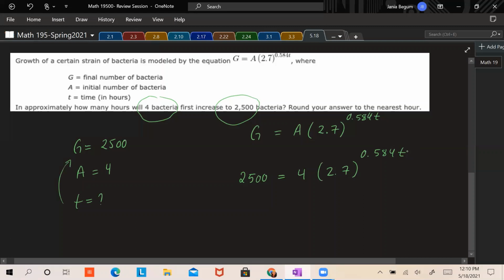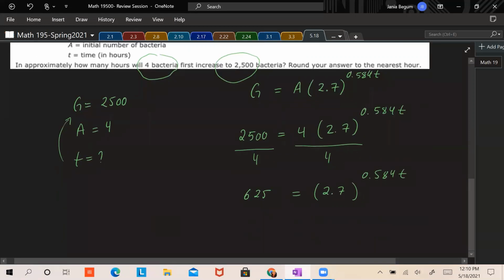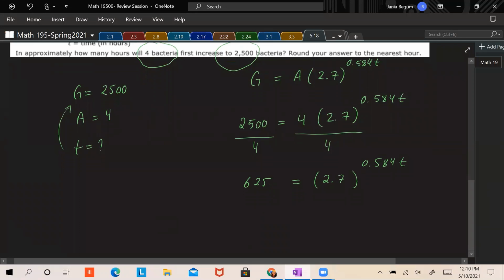So first thing you want to do is to isolate t. So t is an exponent, so let's get rid of the 4. So we divide both sides by 4. So if I do 2,500 divided by 4, that's about 625. And then we have 2.7 to the power 0.584 times t. Well, now, how do I bring down my variable? It's an exponent.